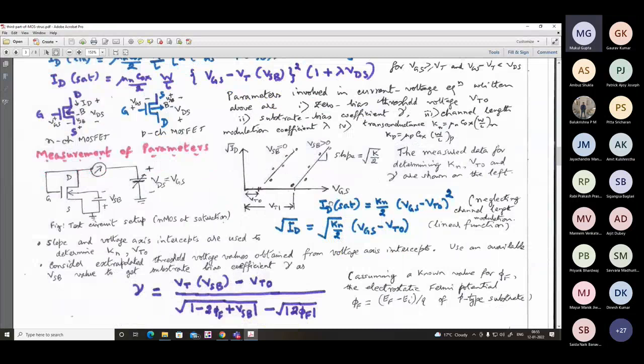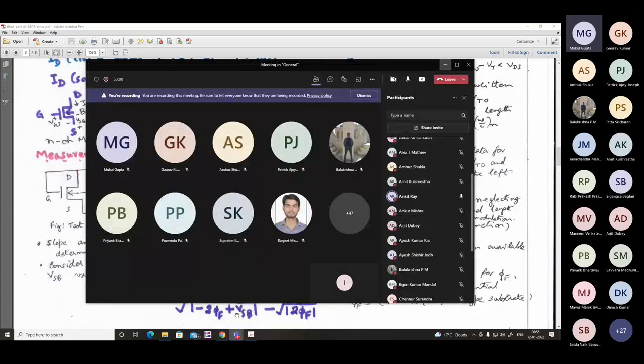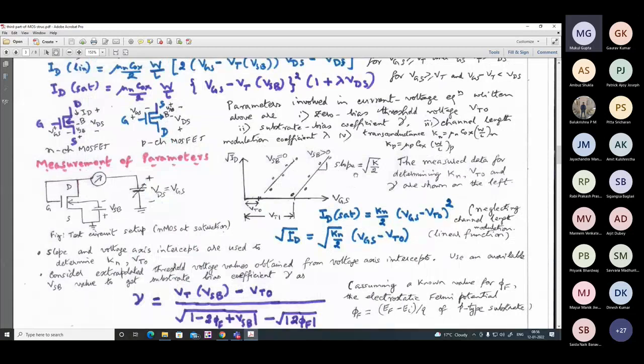Sir, any doubt? Yeah, so the root ID versus VGS plot for VSB equal to 0, why is it not continuous? Root over ID for VSB not equal to 0? No, sir, the root over ID versus VGS plot when VSB is 0, why is it not continuous?